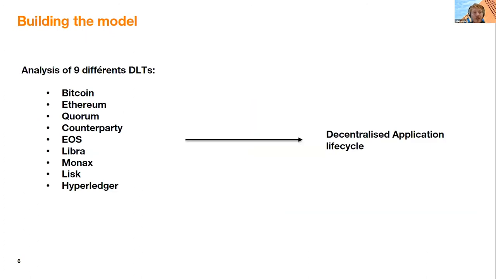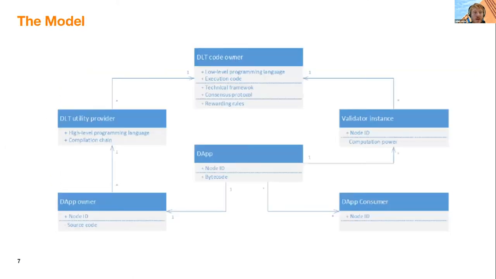So to build the model, we did an analysis of 9 different DLTs, including Bitcoin of course, but also EOS, Ethereum, Lisk, Hyperledger, and Counterparty. And we focused on the life cycle of a decentralized application. The model is, in the center, the decentralized application. And on the top of it, we have the DLT code owner.